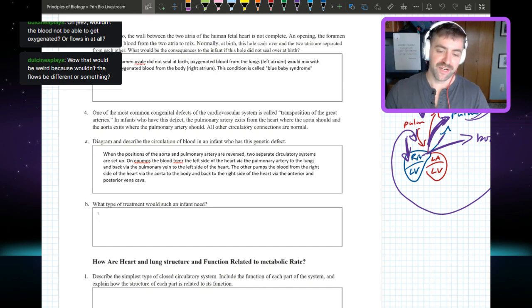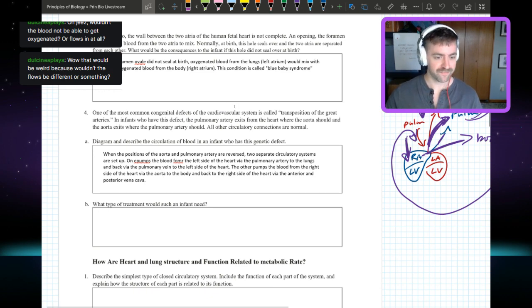So an operation to reverse the arteries takes a relatively long time. But in the short term, physicians can open the foramen ovale to allow at least some oxygen to be pumped to the body. So in the previous case where that opening in the foramen ovale was causing problems, it's now the solution to the problem of having our pumps crossed, or our pipes crossed.